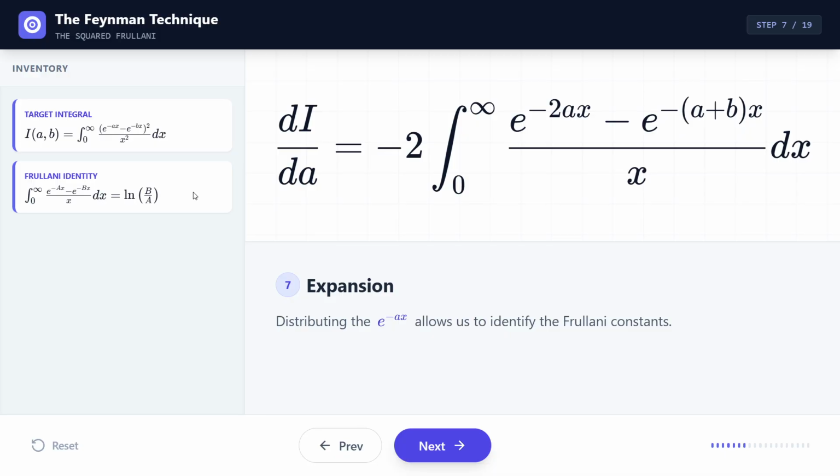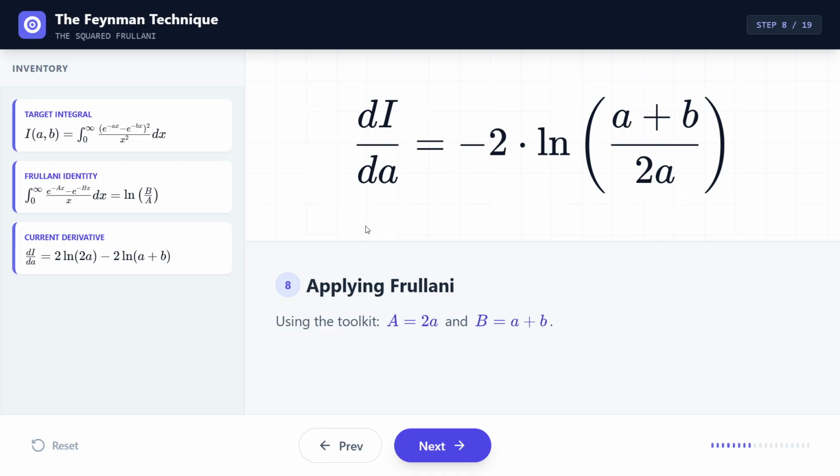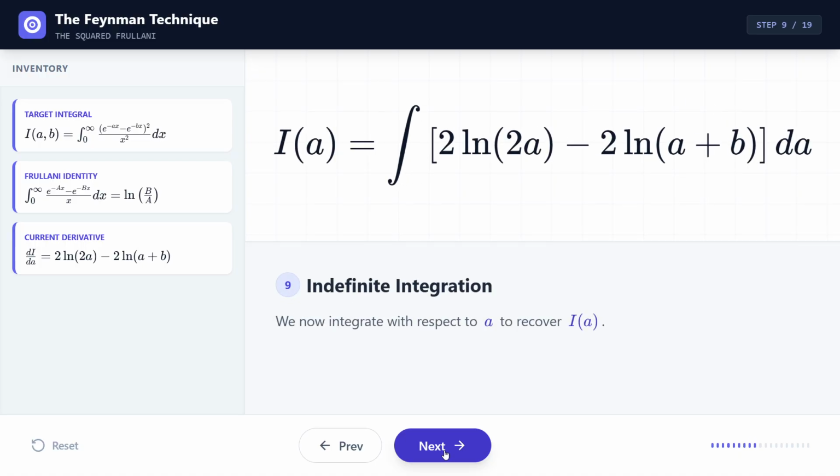You'll notice our b in this case would be negative 2a, and I'm sorry, our a in this case would be negative 2 little a, and our b would be a plus b. So plugging those in, we see that the derivative of our function is equal to negative 2 natural log of (a plus b) over 2a. So we can anti-differentiate that with respect to a to get back to our original function. And you'll notice that I split it up into two separate natural logs using the properties of logarithms.